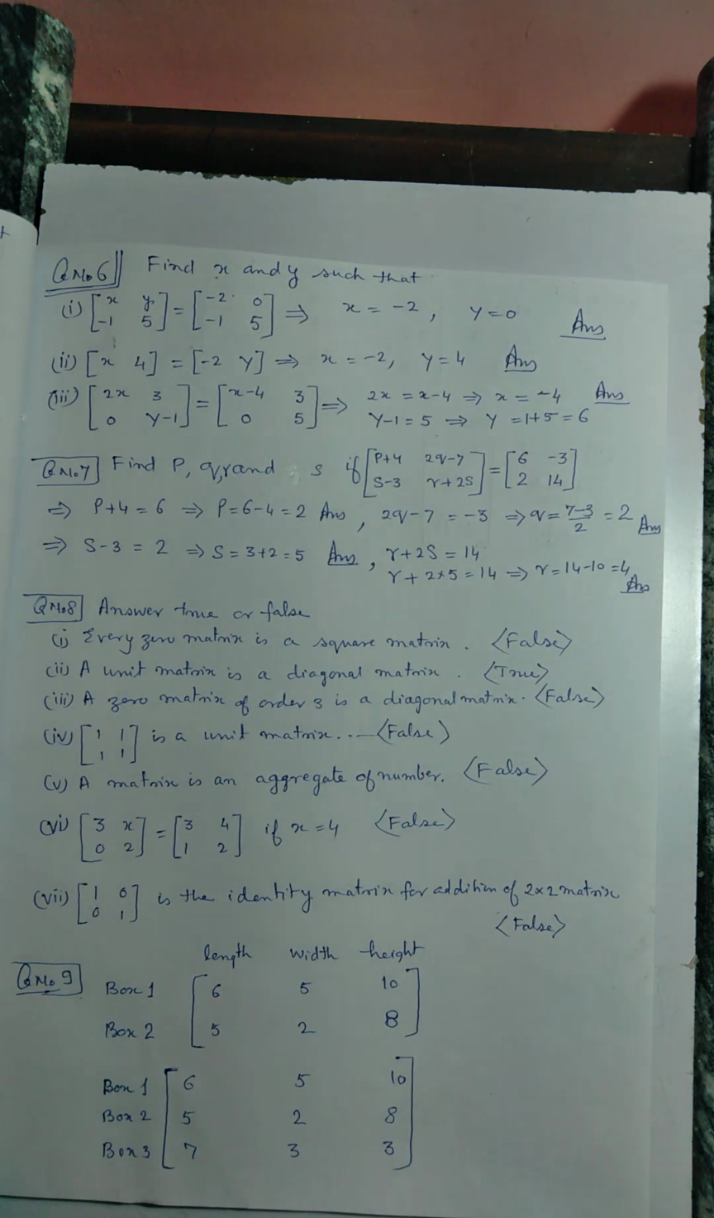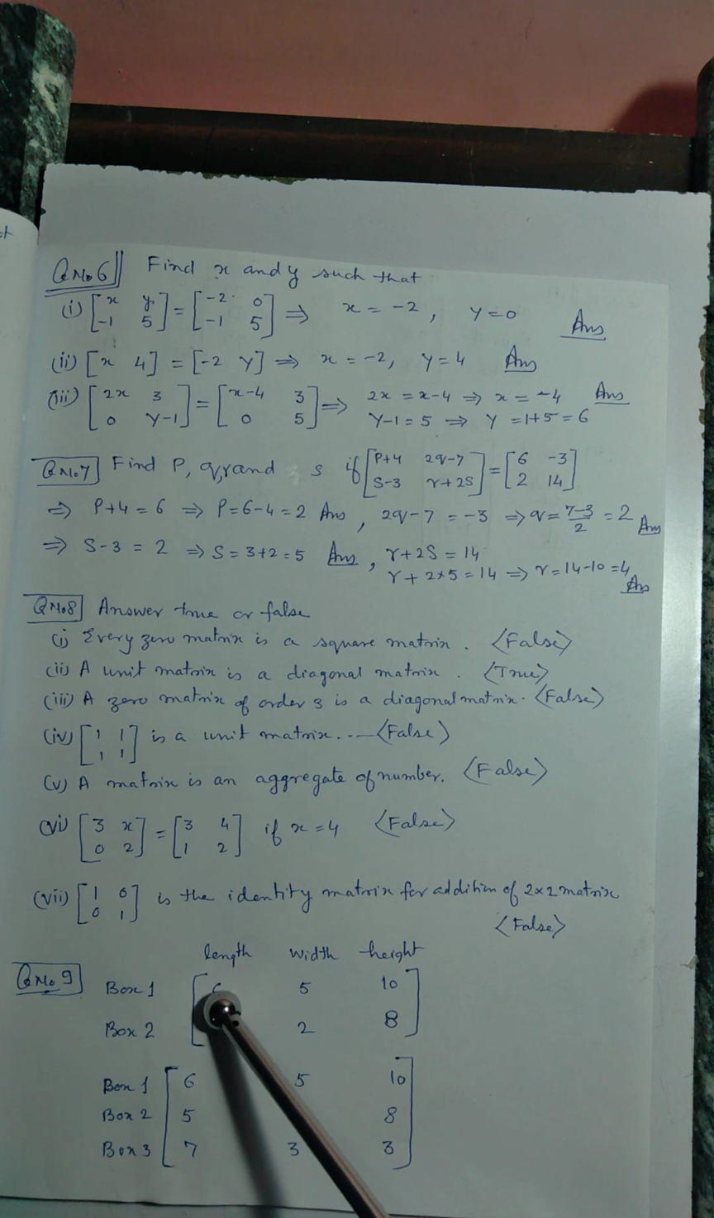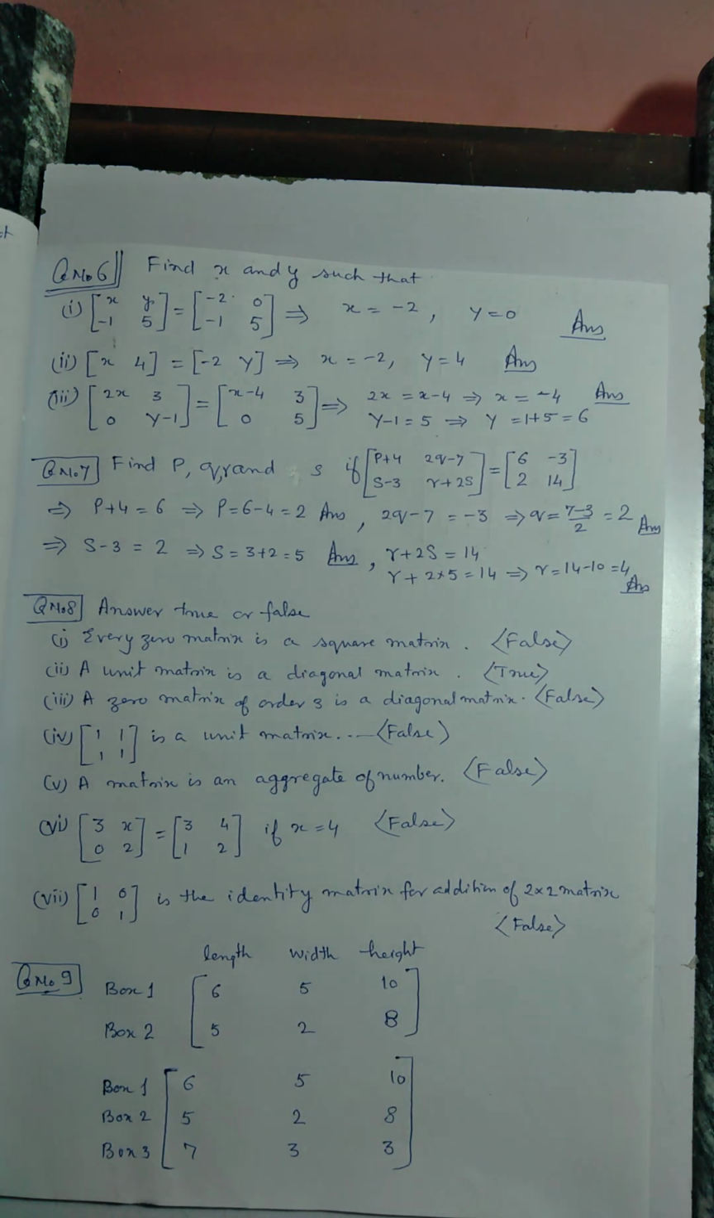Now come to question number 9, which states that the length, width and height of two boxes are 6, 5, 10 and 5, 2, 8. The second box is 5, 2, 8. Write this set of numbers in matrix form so that the first column indicates the length, the second the width, and the third the height.